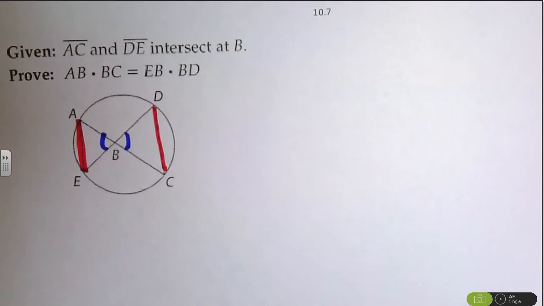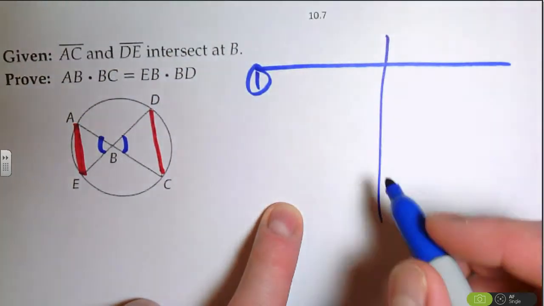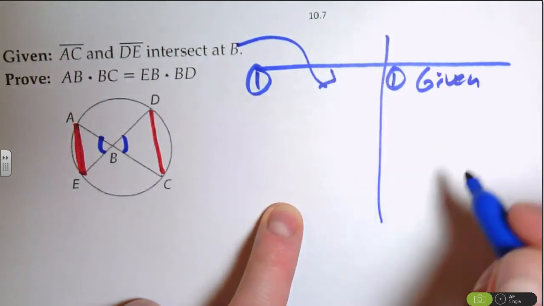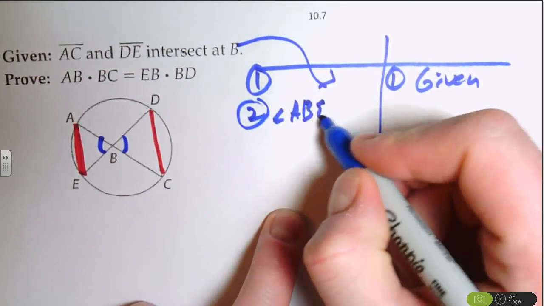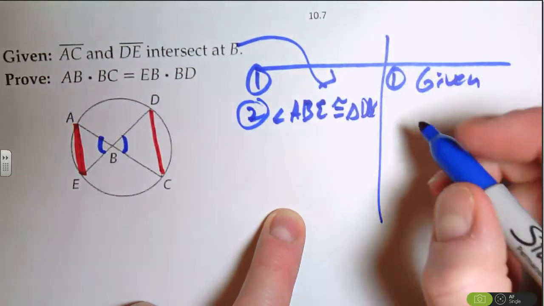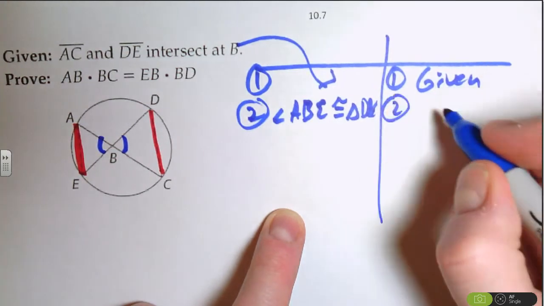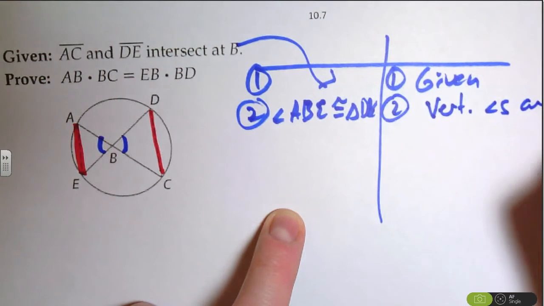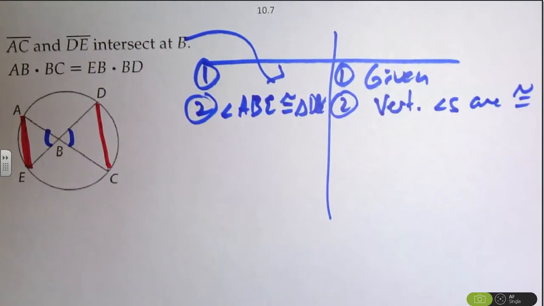Vertical angles, easy enough. So if I go through this, step 1 is all this stuff here, given. Step 2, angle ABE is congruent to angle DBC. I'm running out of space. That's DBC. I know you can't tell, but it's DBC. That's because vertical angles are congruent.